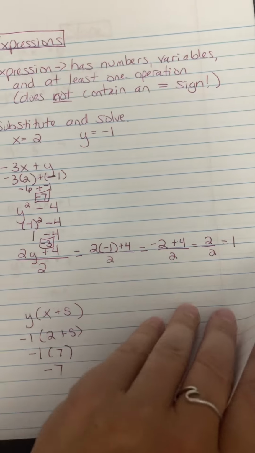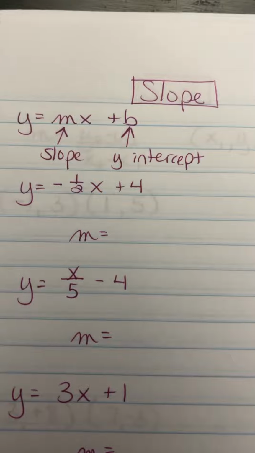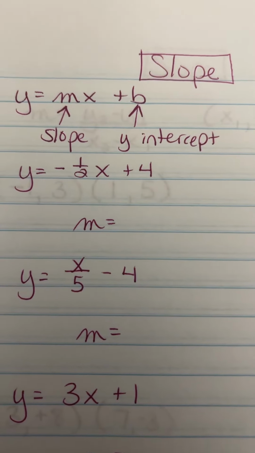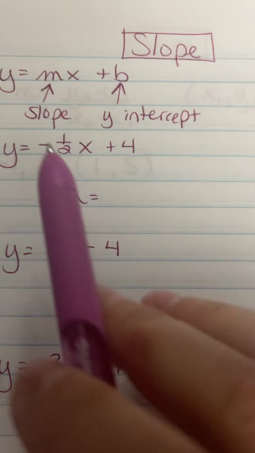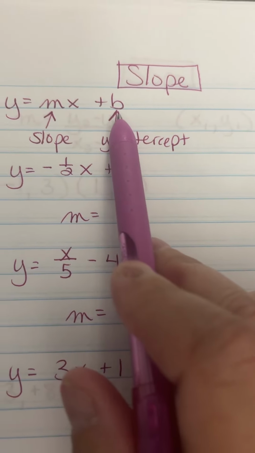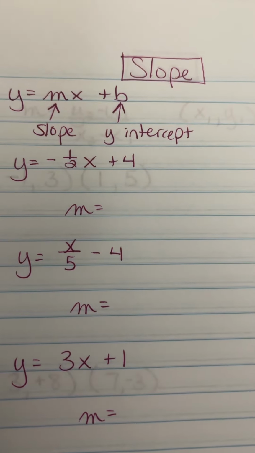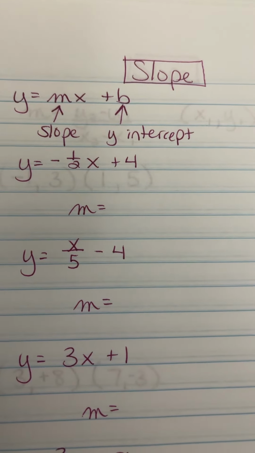The next thing I'd like to talk about is slope. So this is the slope-intercept formula. Notice that the m is slope. That's how steep the line is. b is the y-intercept, which means where it crosses the y-axis. Right now, I want you to concentrate on finding the slope when you're given an equation.